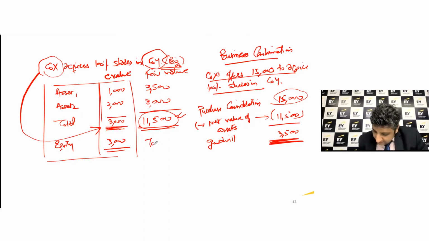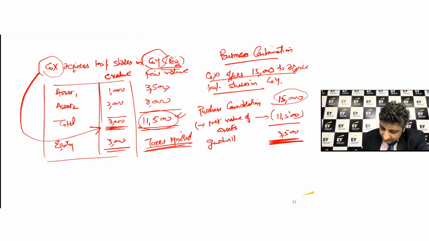Intentionally, we have ignored the taxes here. Otherwise, the other exemption or the other calculations would have been also relevant. So just for the sake of simplicity, we are ignoring taxes here. But now, if I say that in the same scenario, the book values of the assets are 1,000 and 2,000, but the fair values are 3,500 and 8,000.